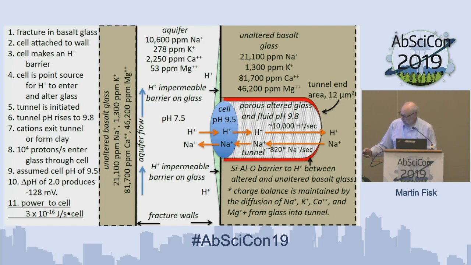And the power to the cell is 3 times 10 to the minus 16 joules per second per cell because of this proton flux. The minimum energy needed for a cell is probably somewhere around 10 to the minus 20 joules per second. So you've got several orders of magnitude more energy from this process than the minimum.